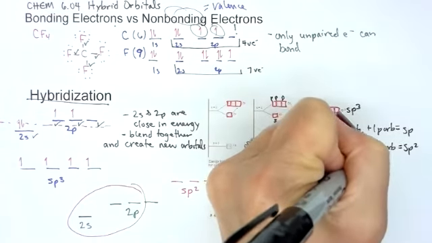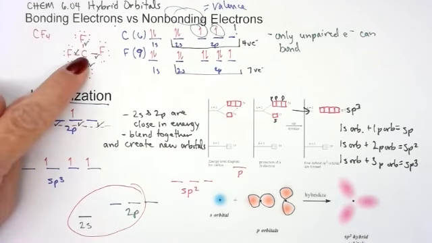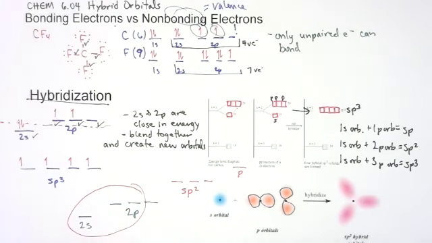And we can look at the Lewis structure and tell what kind of hybridization we have. For example, carbon has 4 bonds around it. That means it has to have 4 orbitals. And if you look at this, 1 plus 3, this is 4 orbitals. This is 3 orbitals. This is 2 orbitals.